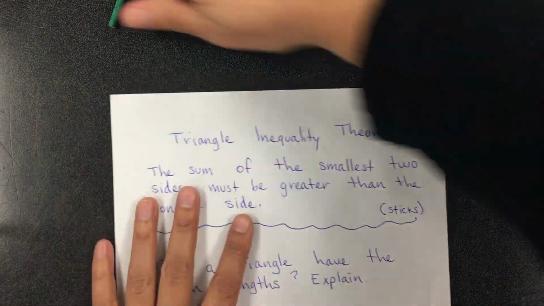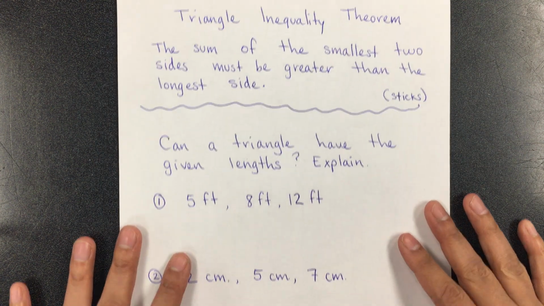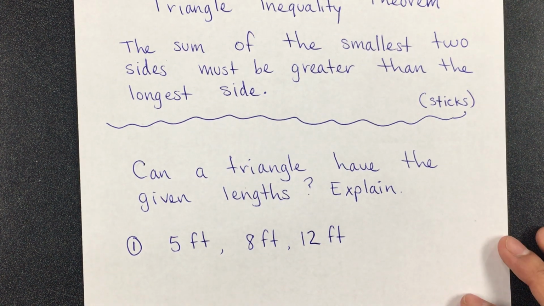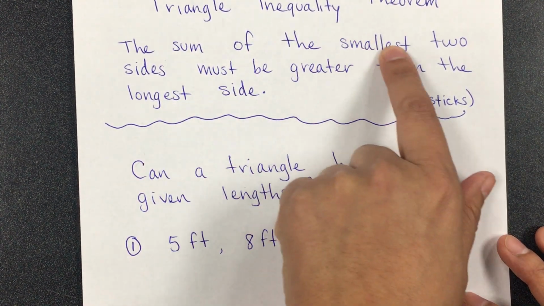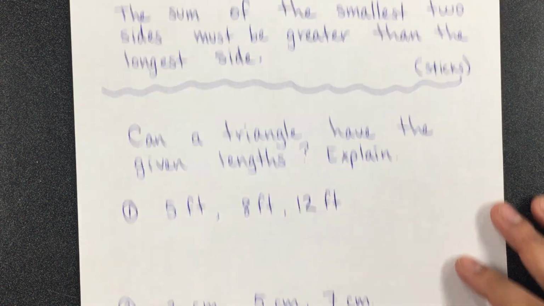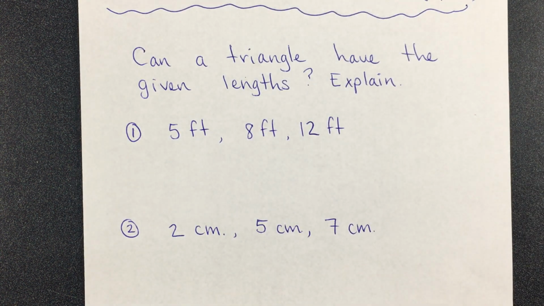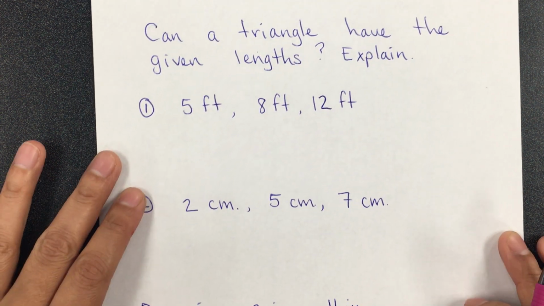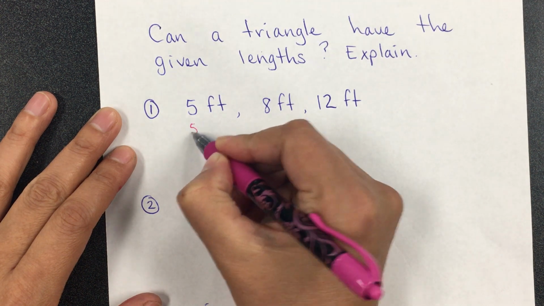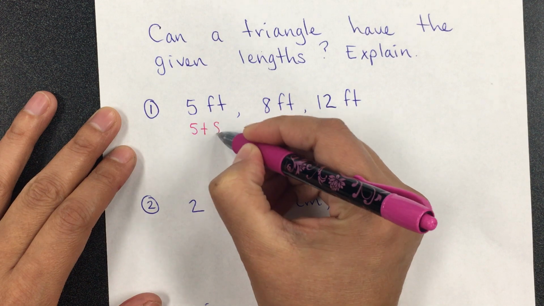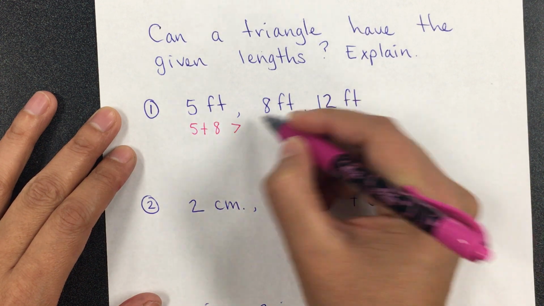So having that in mind, let's put it into practice. The sum of the smallest two sides must be greater than the longest side. So in here it says, can a triangle have the given lengths? Explain. Well, on the side we're just going to use the two smaller sides. 5 plus 8, is it greater than 12?